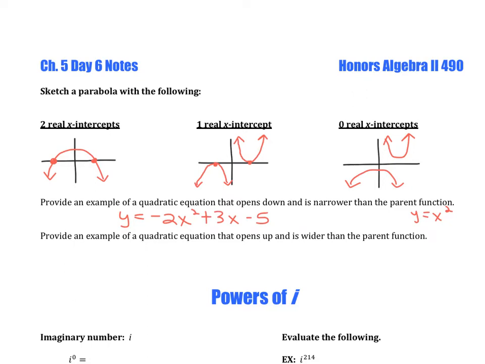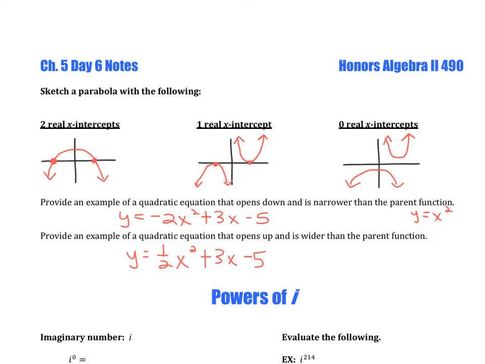All right, so let's talk through the key components. The fact that this is a negative quadratic coefficient means that the parabola would open down. And then this 2 right here is what causes it to be narrower than the parent function. In other words, that 2 stretches it and as a result causes it to be narrower than the parent function. All right, and then an example of a quadratic equation that opens up and is wider than the parent function would be something like this: y is equal to 1/2 x squared, and I'll leave the rest of the equation the same as the example above.